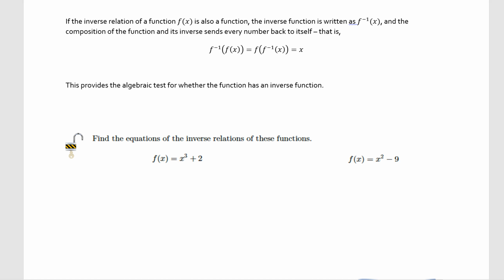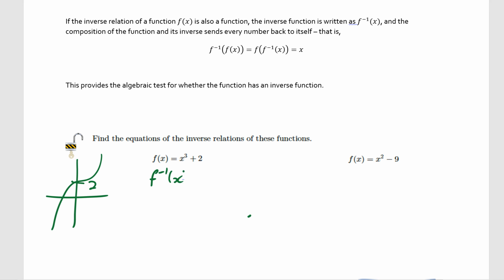So let's have a look at these examples. So our first one, if this is the original function, f of x, and we do know that that's a function because x cubed plus 2 does that, so it will pass the vertical line test. And it will also pass the horizontal line test, so it has an inverse function.